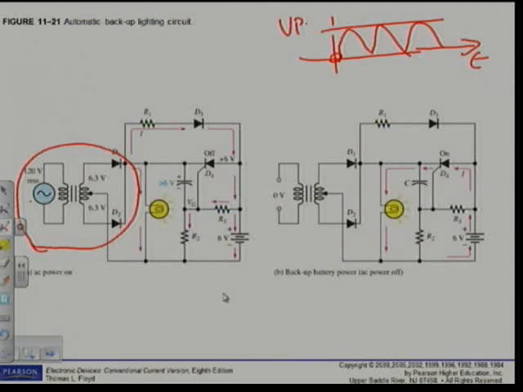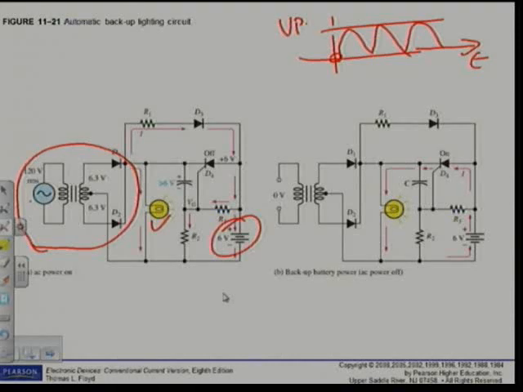Now what will happen? Let's have a look. Due to that, the power is on in this case. That means the AC power is on. We talk about automatic backup lighting circuit. That means I got my supply on, the AC supply is on. What will happen? That means this light will be fed from my AC supply. At the same time, I will charge this battery through R1, D3. I will charge that battery.